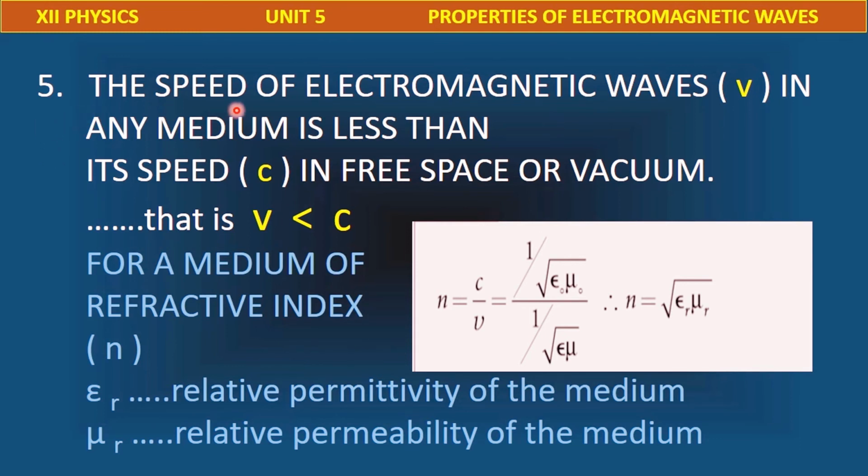Fifth point, the speed of electromagnetic waves v in any medium is less than its speed c in free space or vacuum. v is less than c. So for a refractive index n, the speed of the electromagnetic wave in free space divided by the speed of the electromagnetic wave in any medium will give the value of square root of epsilon r mu r, where epsilon r is relative permittivity of the medium and mu r is relative permeability of the medium.